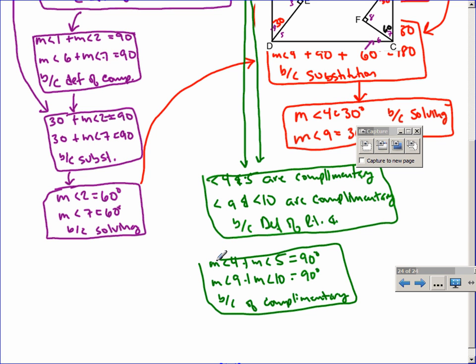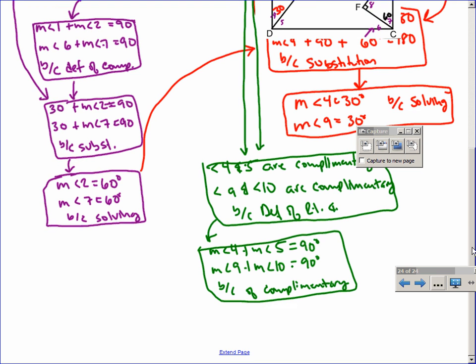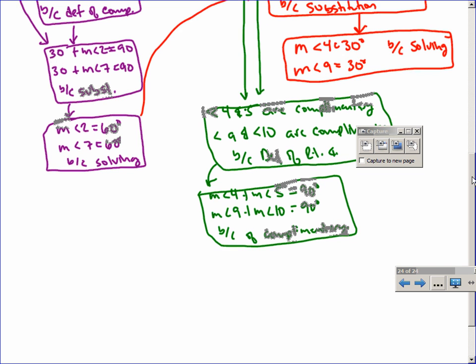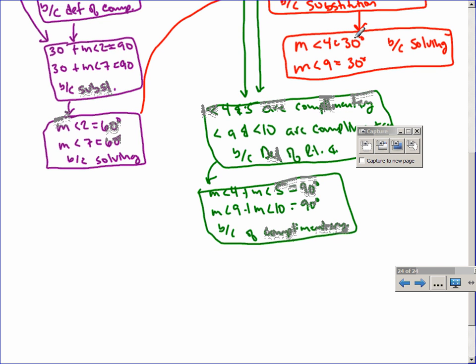Now let's do some substitution. We're trying to solve for 5 and 10. We've got to show the measurements are the same. We've got to modify the equations we currently have. So in other words, we need to replace angle 4 and angle 9. But luckily, we know what those values are. We found them in the red step. So replacement: 30 degrees plus the measurement of angle 5 equals 90. 30 degrees plus the measurement of angle 9 equals 90. And that's because of substitution.